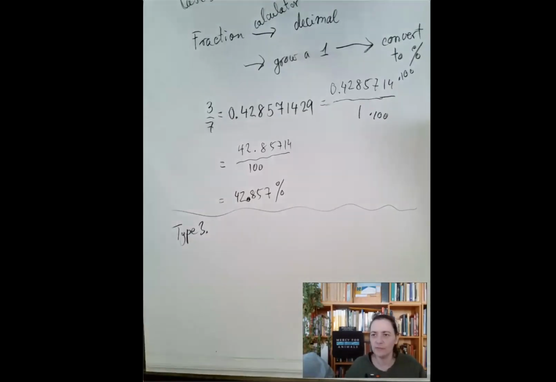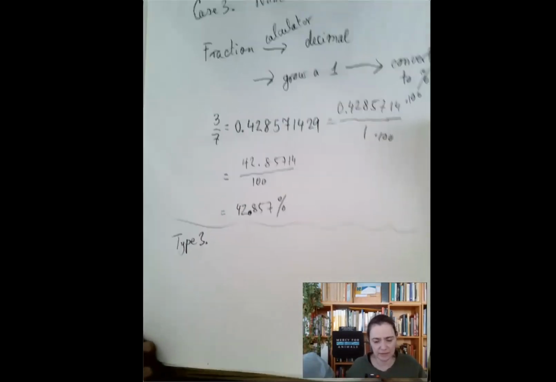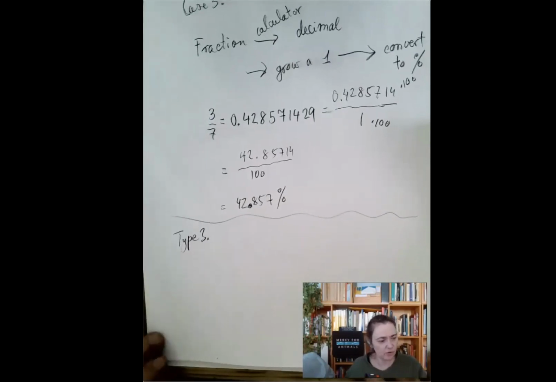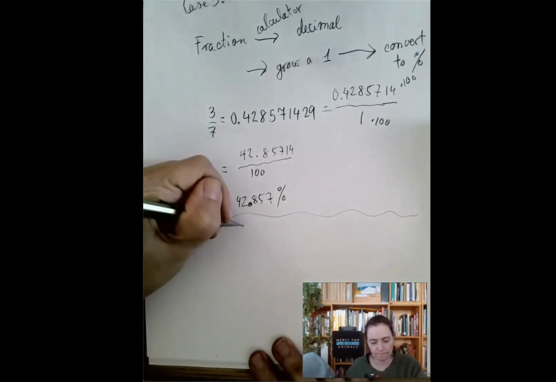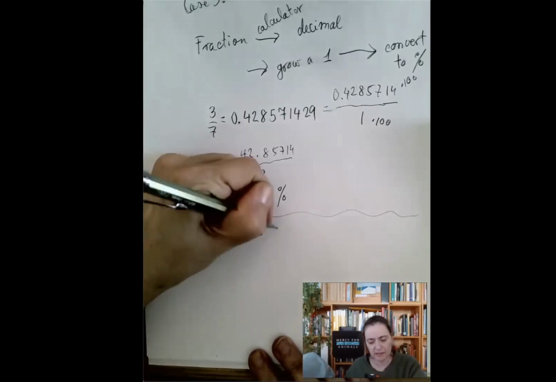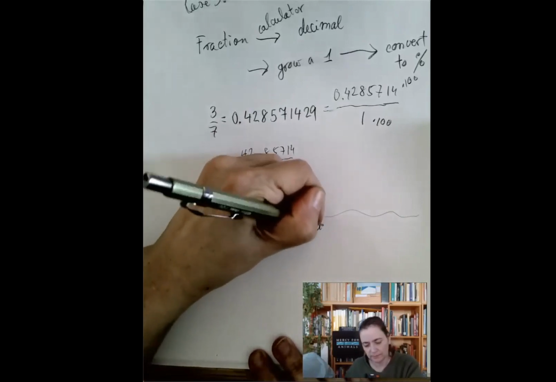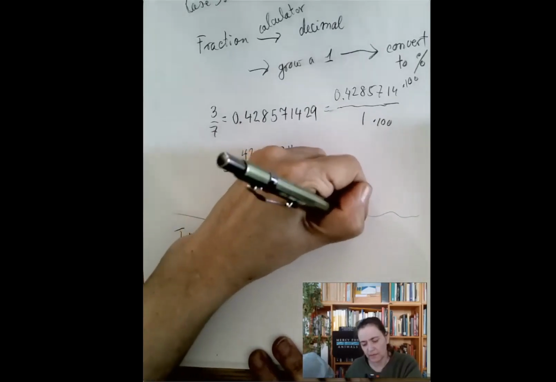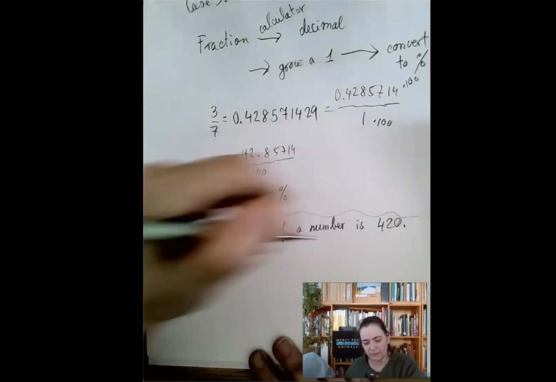And then type 3 is when the whole number or the base is withheld. Okay. So 14% of a number is 420. Find this number.